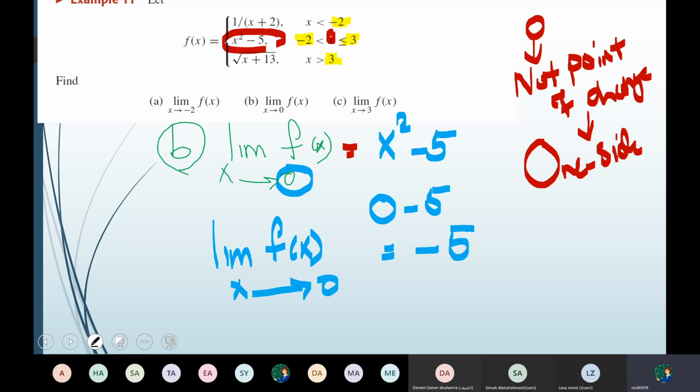I will stop here today. Tomorrow I will give you another example for the piecewise function, and we will start with the third lesson, limits of infinity. Is it clear? Yes, miss. Do you have any questions? No, thank you. Okay.